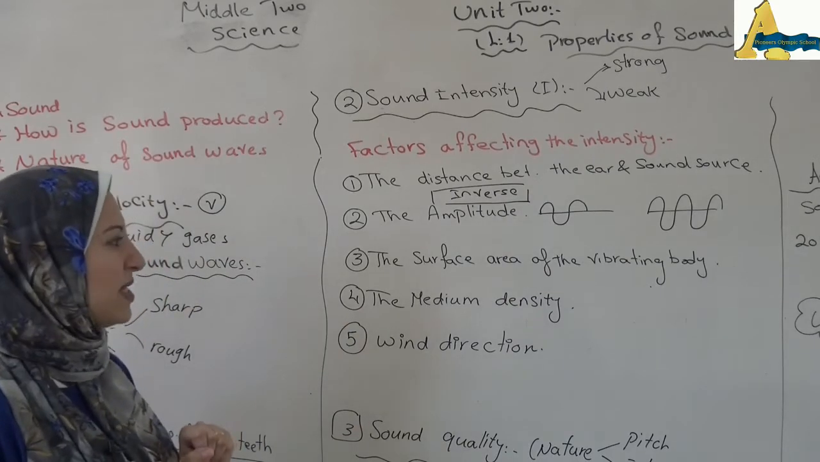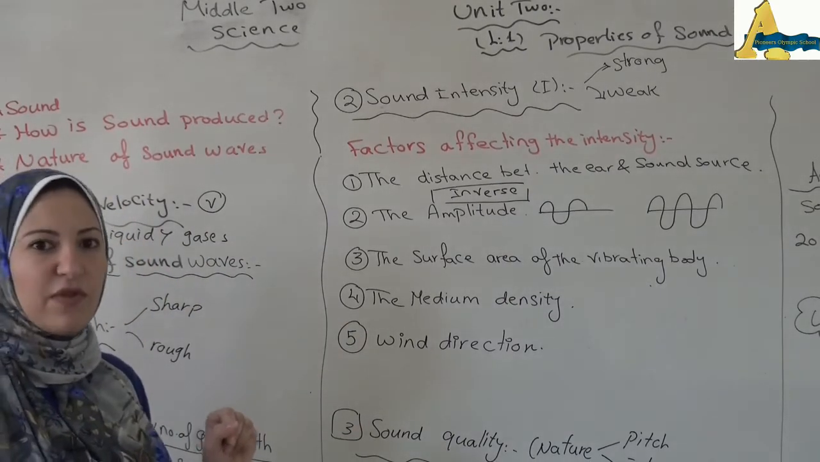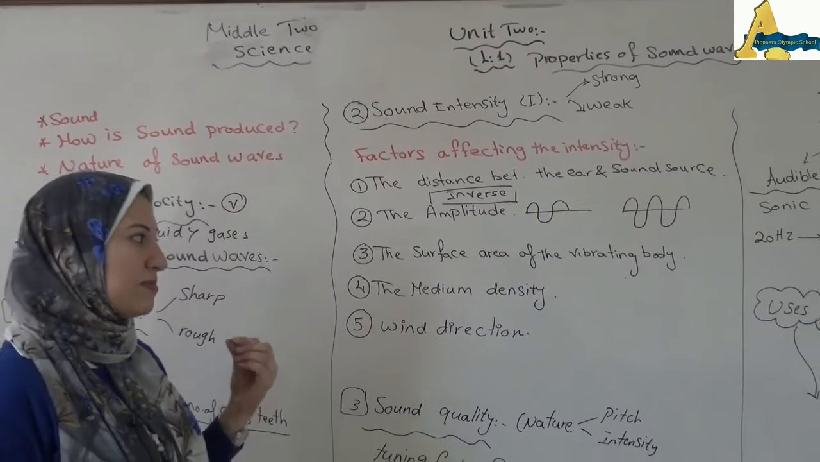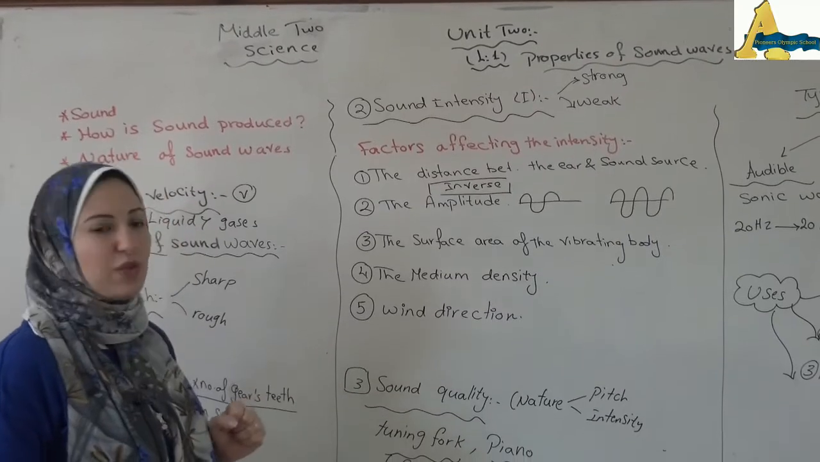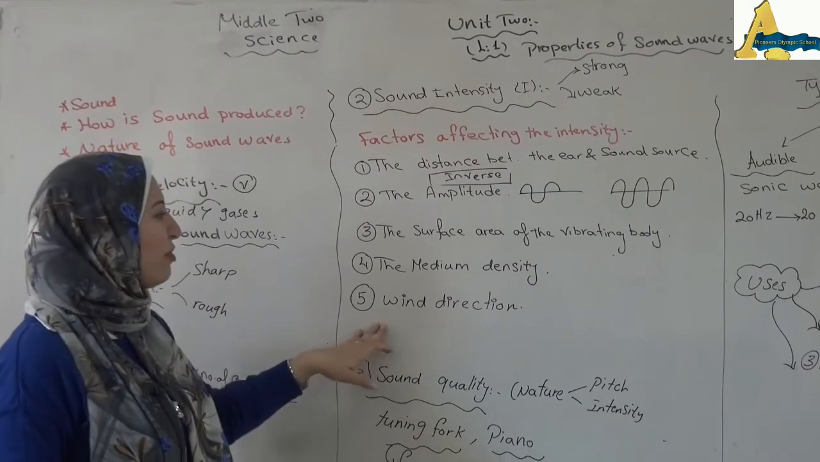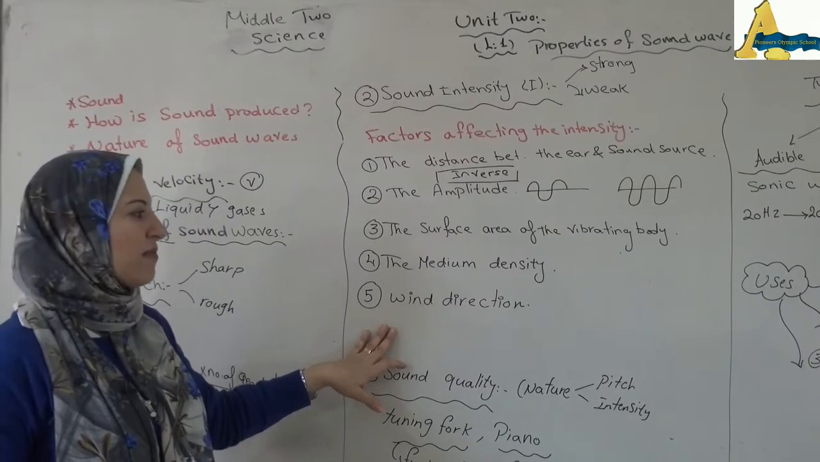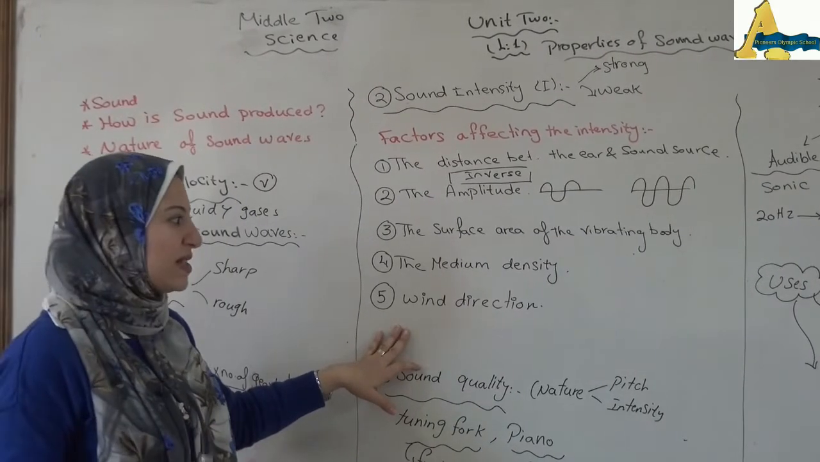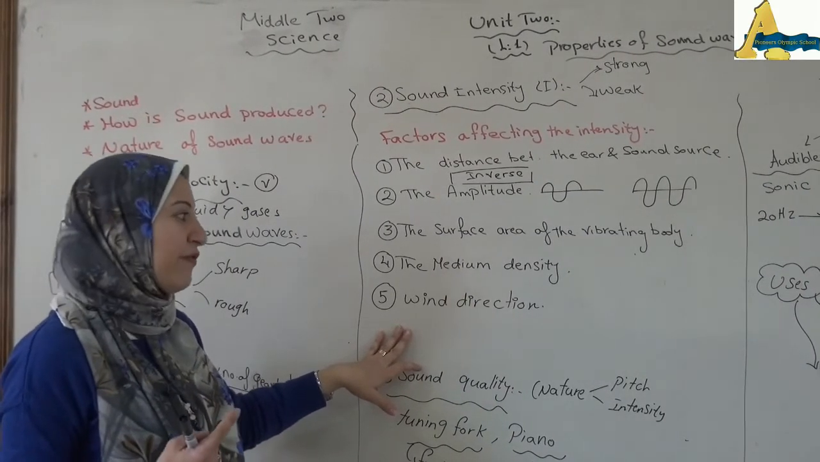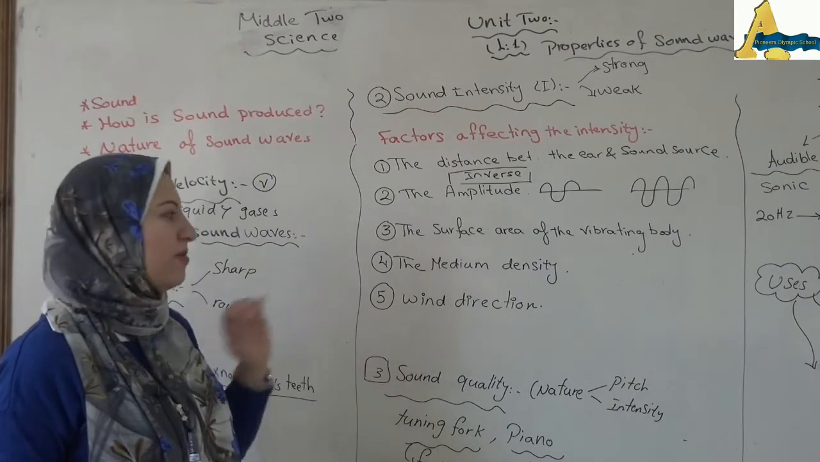Number 4, the medium density. By increasing the density of the medium, the sound becomes stronger, so the relation between them is direct. Number 5, the wind direction, which means that if the sound is produced in the same direction as the wind, the sound will be stronger, and if it is in the opposite direction, it will be weaker.